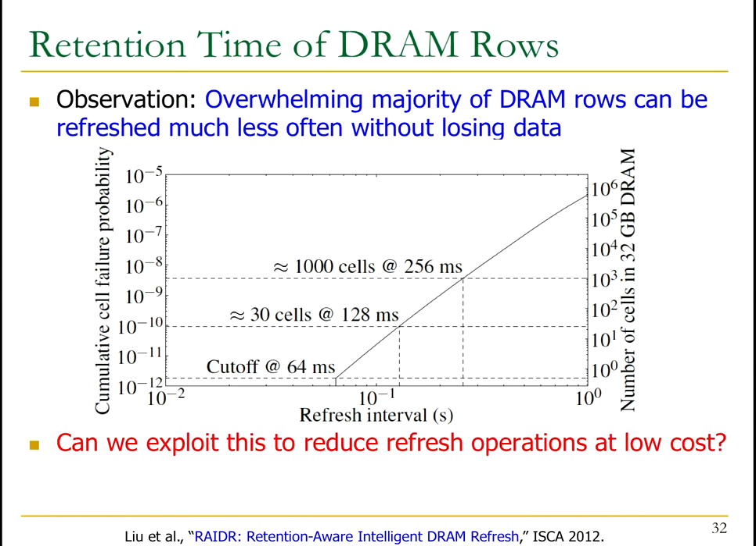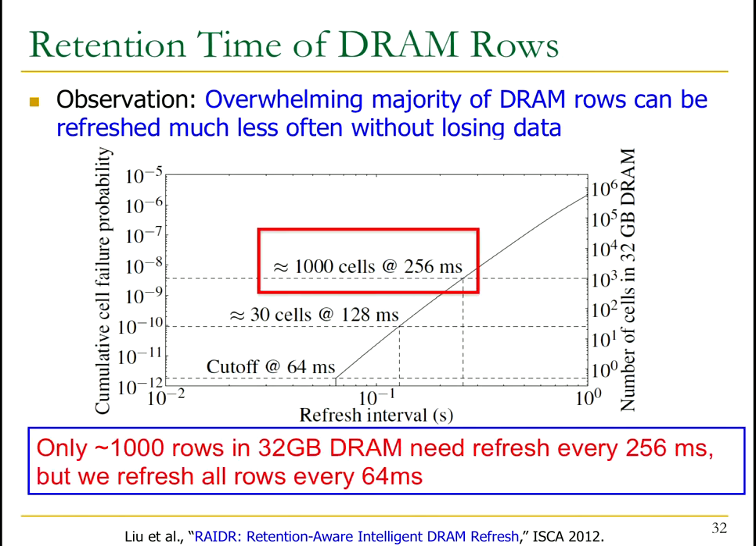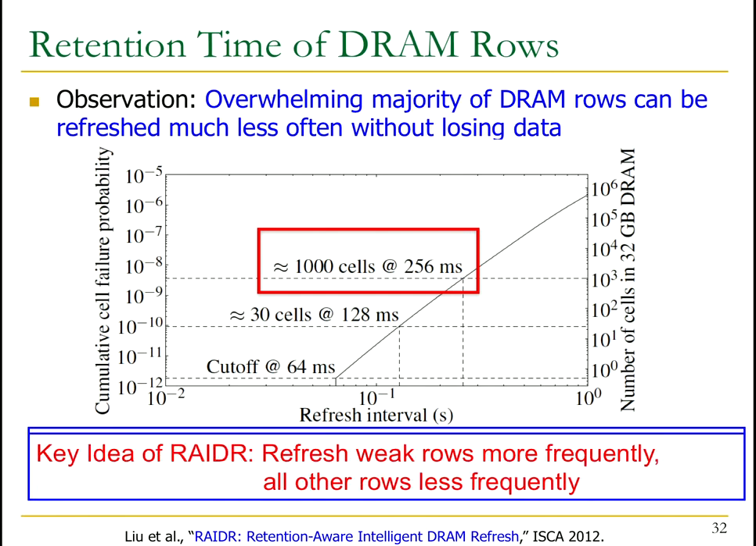Can we exploit this distribution to reduce refresh operations at low cost? And I've given you this. Basically, only 1,000 rows in a 30 gigabyte DRAM need refresh every 250 milliseconds, but we refresh all rows every 64 milliseconds. I gave you one answer. Another answer is you refresh weak rows more frequently and all other rows less frequently. So you want to keep that 8 megabytes if you want that, and there are some systems that want that. You basically have a heterogeneous refresh rate.